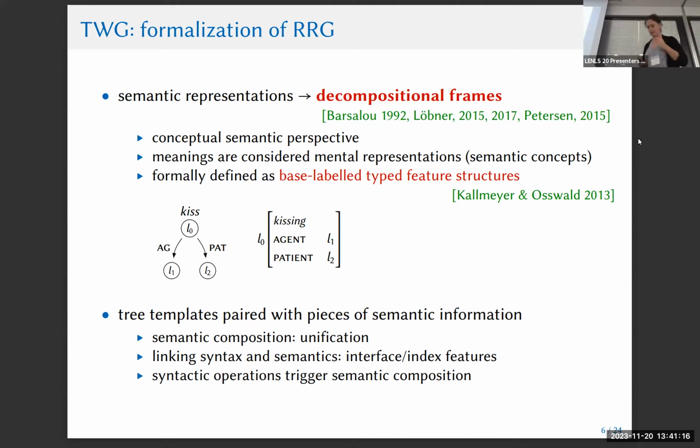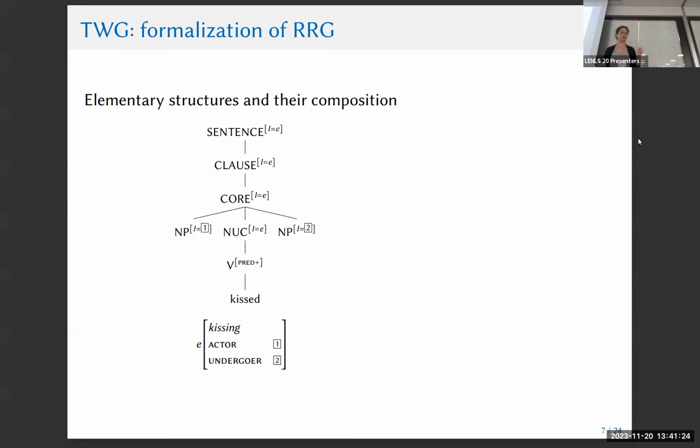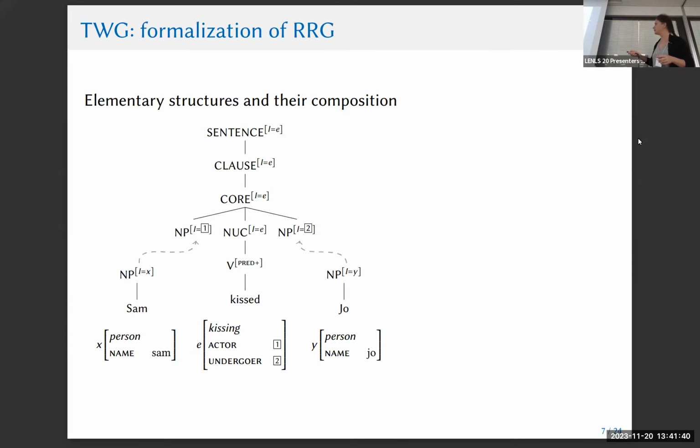That implements the linking. And what's happening? The syntactic operations trigger semantic composition. Okay, how does it look? This is an elementary structure with a syntactic structure. Just forget that these trees look different from what you're used to. That's not very relevant now. And we have the semantic information under it. And then you see the index features.